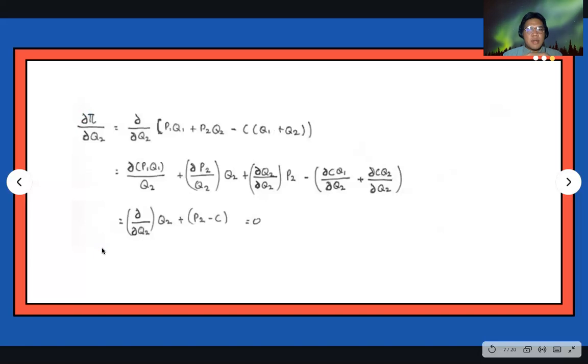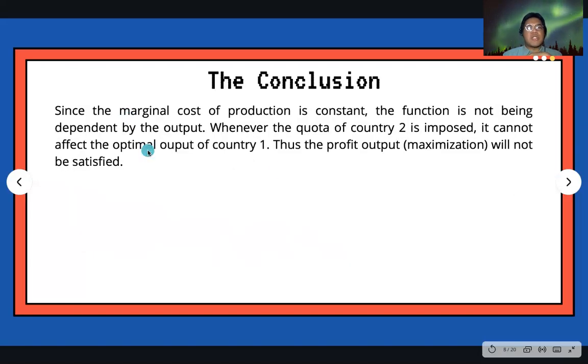So the conclusion is, since the marginal cost of production is constant, the function is not dependent on the output. Whenever the quota of country 2 is imposed, it cannot affect the optimal output of country 1. Vice versa with country 1: whenever the quota of country 1 is imposed, it cannot affect the optimal output of country 2. Thus, the profit maximization will not be affected. So that is the solution for question 1.